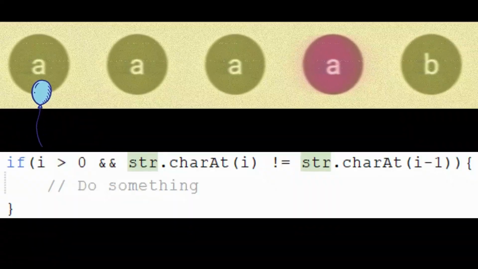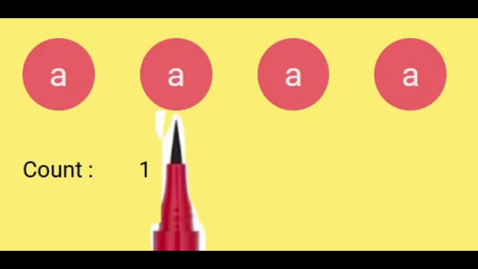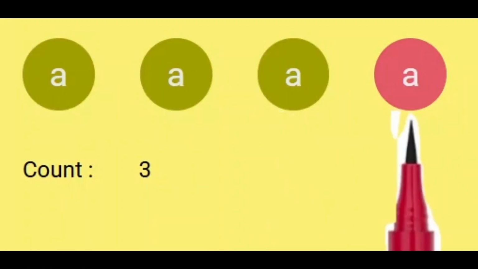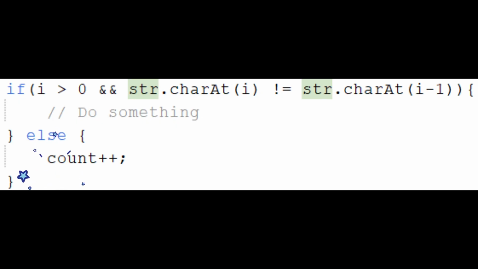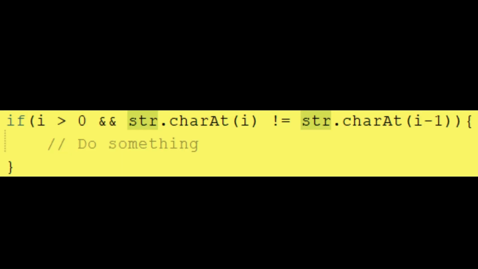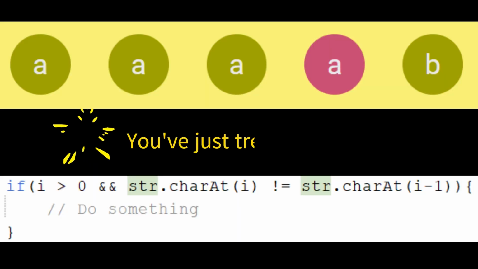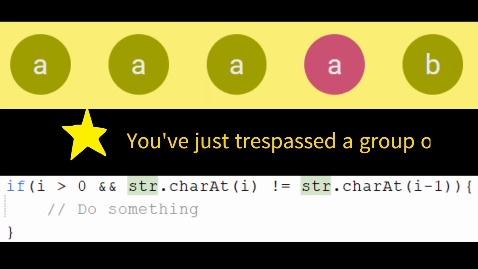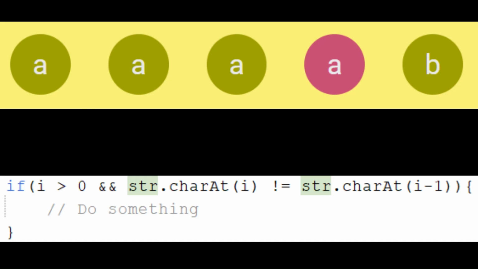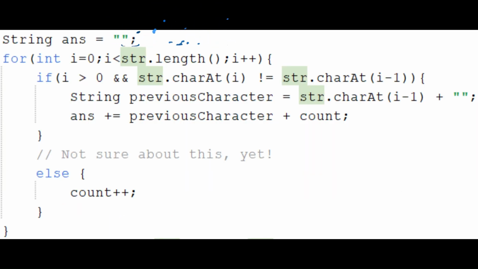Now, if the condition is false, like it has been for the first 4 A's, we will increment the count variable. So should this come inside an else statement? Take a second. Let's think about what to do inside the if first. If we are inside the if, we have just trespassed a group of duplicate consecutive characters whose count is stored inside the count variable. And we also know the previous character. So we can start building our answer. Our answer is a string variable. We will first append the previous character and then the count.